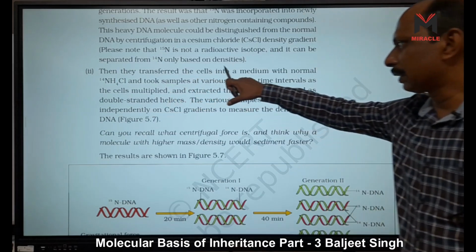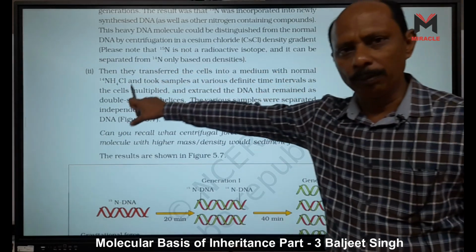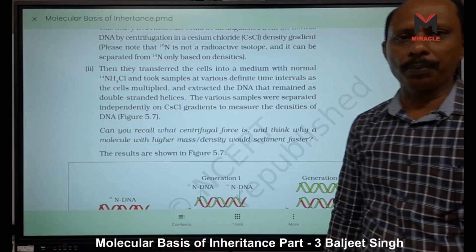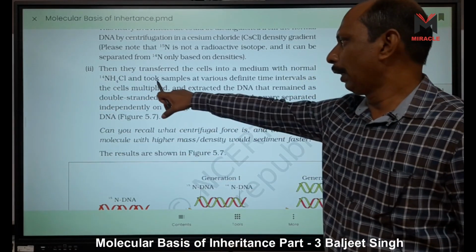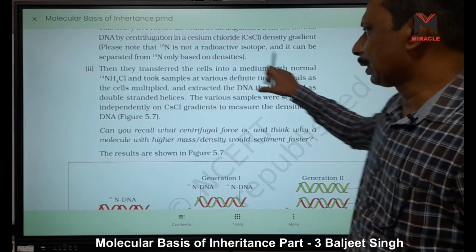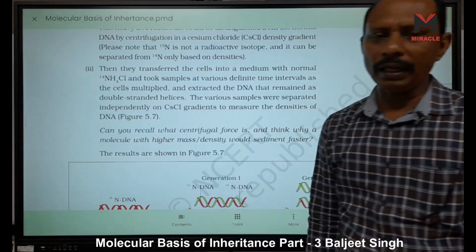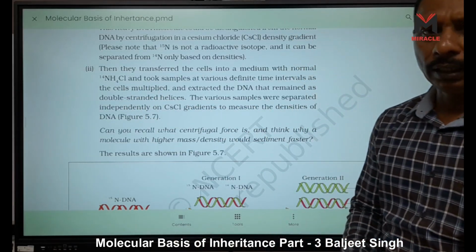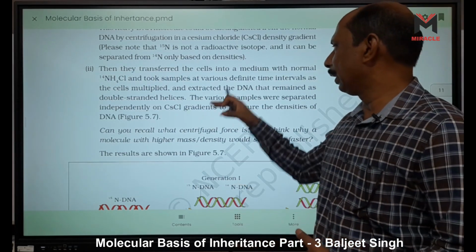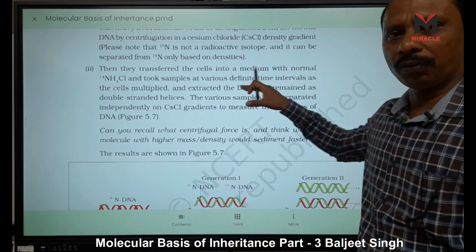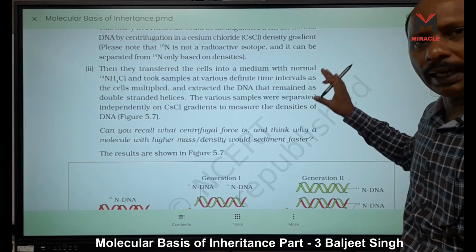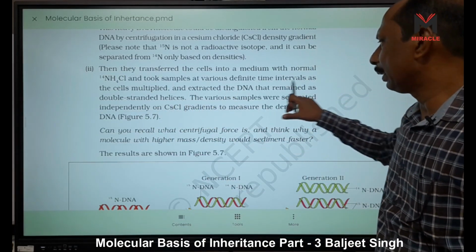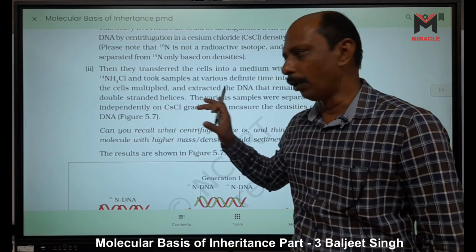Then they transferred the cells into the medium with normal ammonium chloride. Now this normal nitrogen is incorporated into the newly synthesized DNA, and they took samples at various definite time intervals as the cells multiplied. We know bacterial cells multiply in 20 minutes, means in case of E. coli, after 20 minutes, then 40 minutes, then 60 minutes, then 80 minutes, he took samples and extracted the DNA that remained as double stranded bodies.